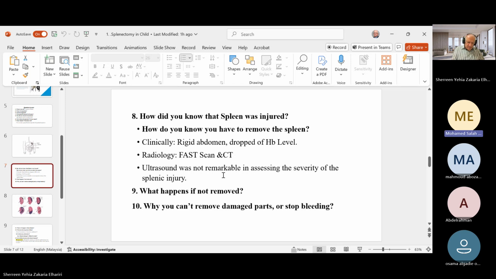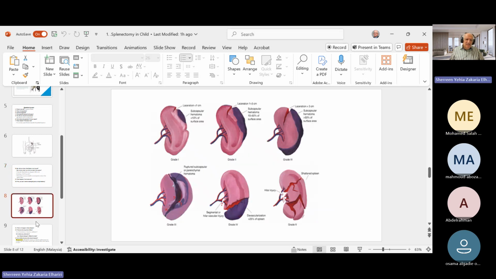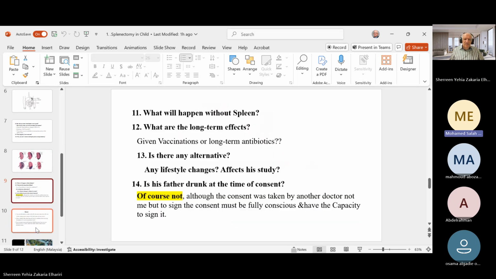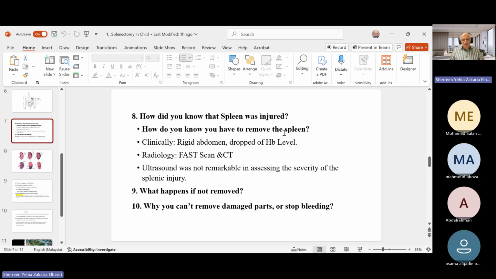What happens if I don't agree, or you don't remove the spleen? Bleeding will endanger his life. What do you mean endanger? He can die. Okay, all right. So before that, just what you know about removing the spleen. What happens if it is not removed?